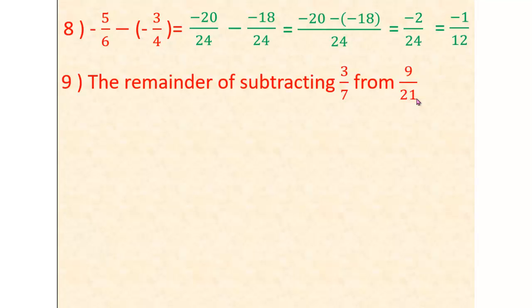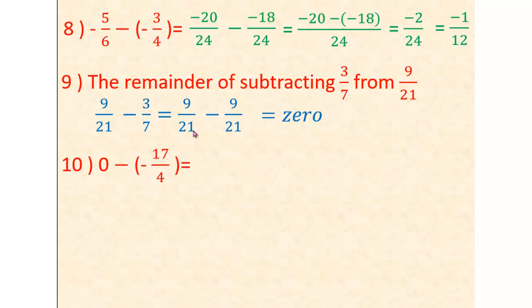The remainder of subtracting 3 over 7 from 9 over 21. So I'm going to take away 3 over 7 from 9 over 21. 9 over 21 minus 3 over 7. And by looking at the denominators, I'll find that they are different. Simply, I'm going to go to the 7 and ask, can I change the 7 to be 21? Yes, if I multiply the numerator and the denominator by 3. So I will have now 9 over 21 minus 9 over 21, and my result is going to be equal to 0.